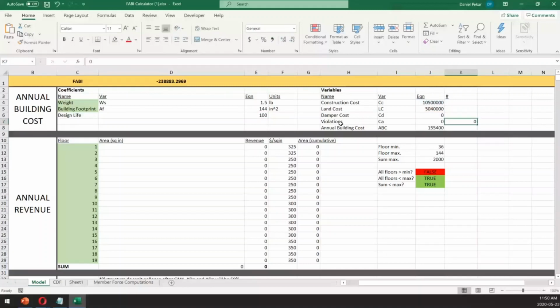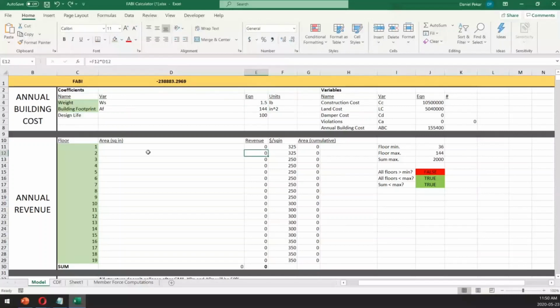So you can see, changes in building footprint. If it goes from 155,000, if I make it 100 square inches, changes by 15,000, which is not that much. You can kind of keep track of our FABI over here. The reason it's negative is I haven't put any revenue in yet. But you can see it's not changing by that much. What really matters, though, is your weight. So if I go from 1.5 pounds, which was our weight last year, to I think Berkeley's weight was like 0.8 pounds, goes down by 30,000, which is a decent chunk of money.